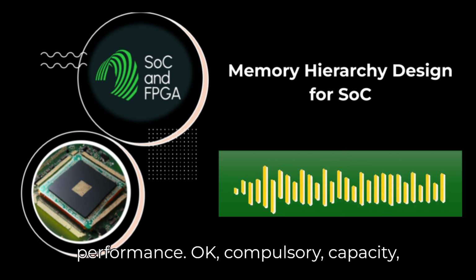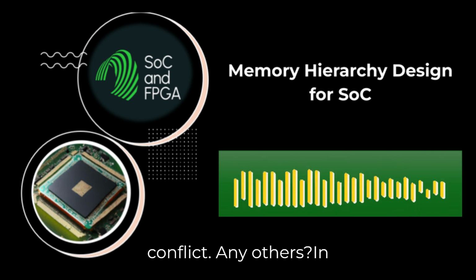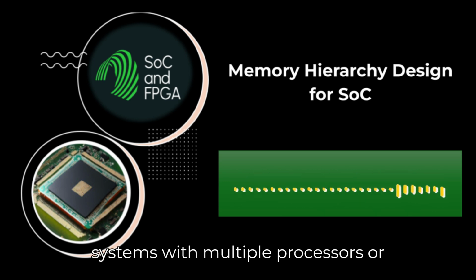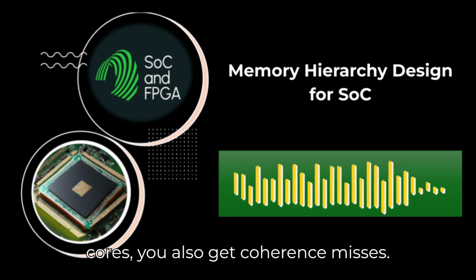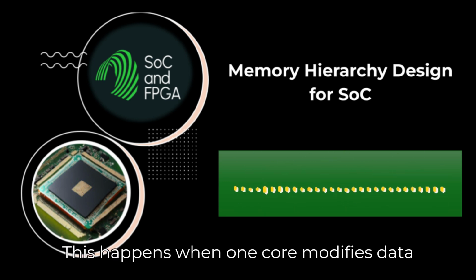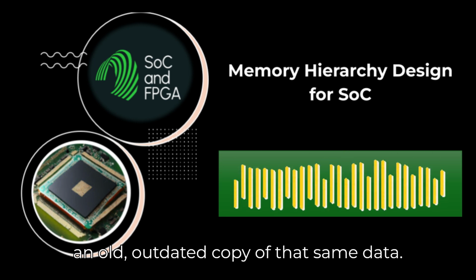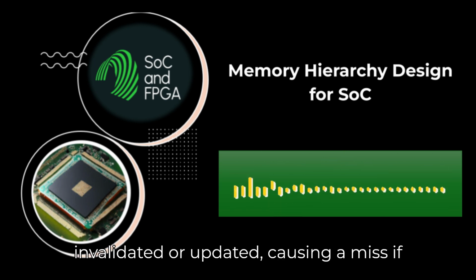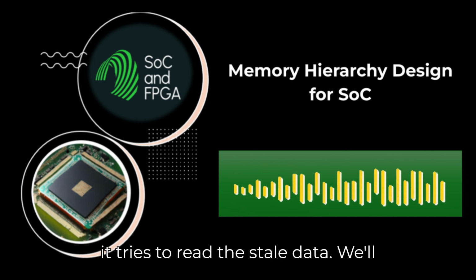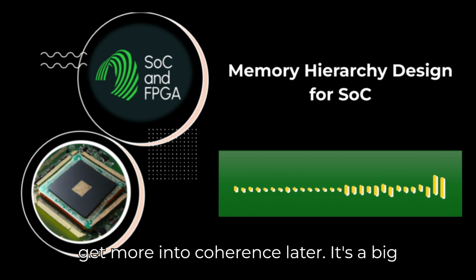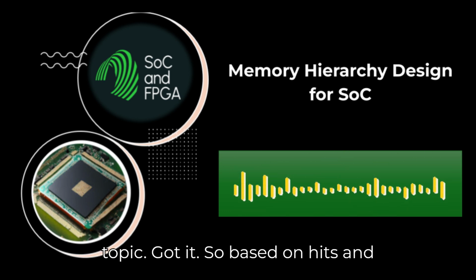Okay, compulsory, capacity, conflict, any others? In systems with multiple processors or cores, you also get coherence misses. This happens when one core modifies data in its cache, but another core still has an old, outdated copy of that same data. The second core's copy has to be invalidated or updated, causing a miss if it tries to read the stale data. We'll get more into coherence later. It's a big topic. Got it.